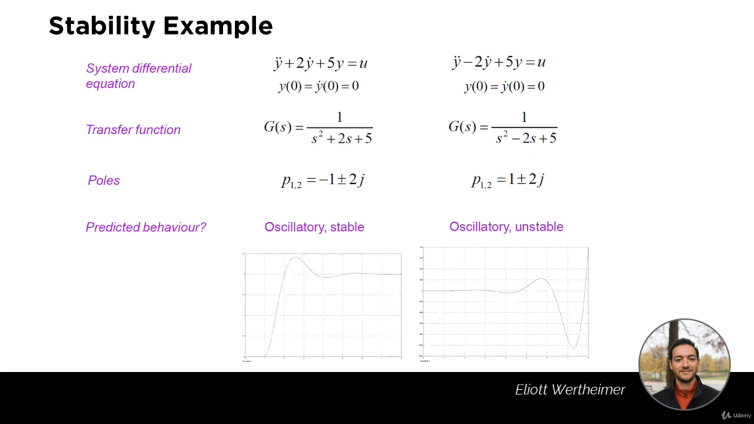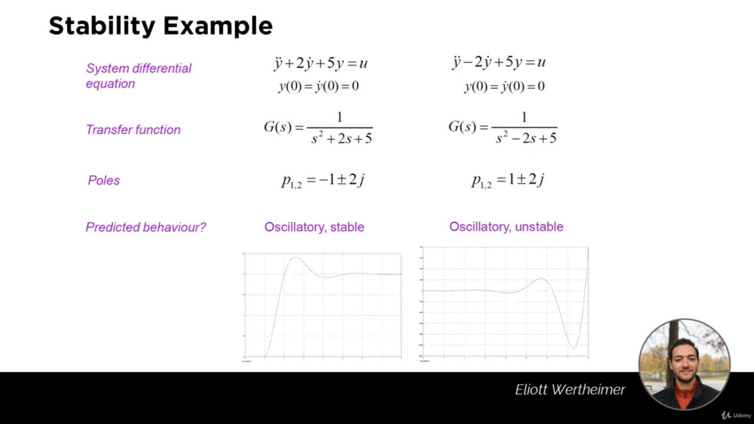Let's look at actual examples to better understand this concept. Okay, so we have here two differential equations. One is the second derivative of y plus 2 times the first derivative of y plus 5y equals u, u and y being functions with respect to time. The other equation is exactly the same. However, instead of having plus 2 times the first derivative of y, you have minus 2 times the derivative of y. The initial conditions are 0 in both cases as well, and then we can write the transfer functions.